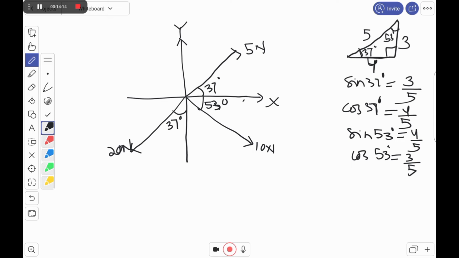Always remember this. Don't get confused. 37 is the smaller angle, so the smaller side will be in front of the 37. Clear, children? Now we have to resolve all these vectors. So how to split these vectors?